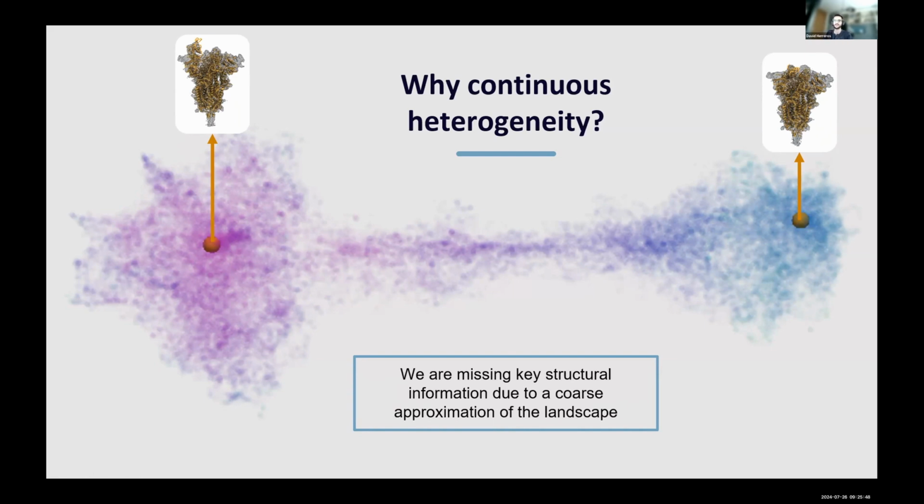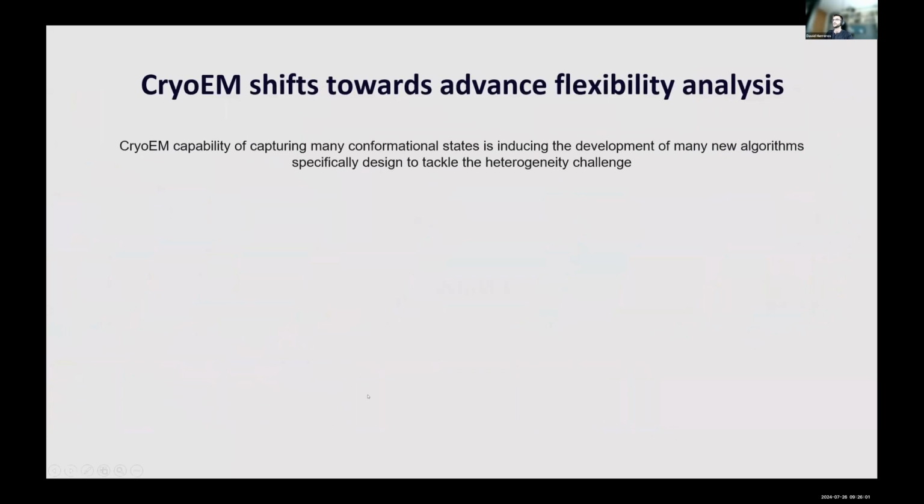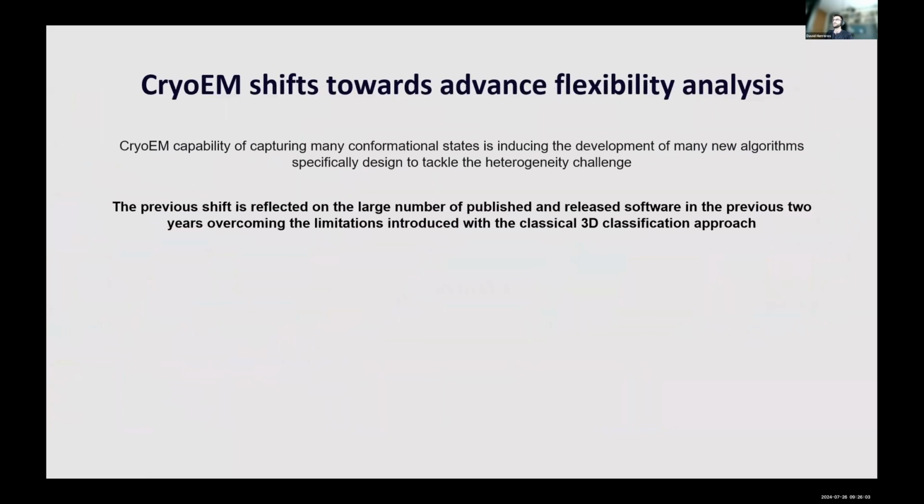And that's why I think it's interesting to go into continuous variability, because there is key structural information that will really help us understand better how our protein works that is completely lost because of these assumptions. And that's why I think cryo-EM is now shifting towards advanced flexibility analysis. And this is something we can see in the huge number of publications that are coming out in recent years, from 2023 to now.